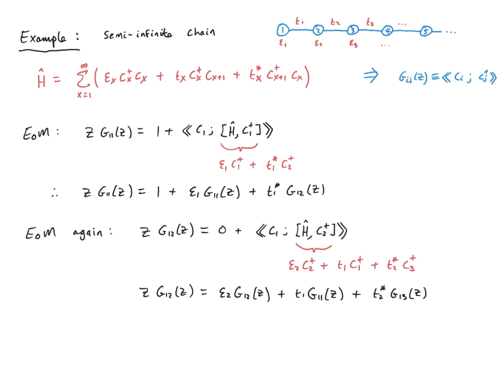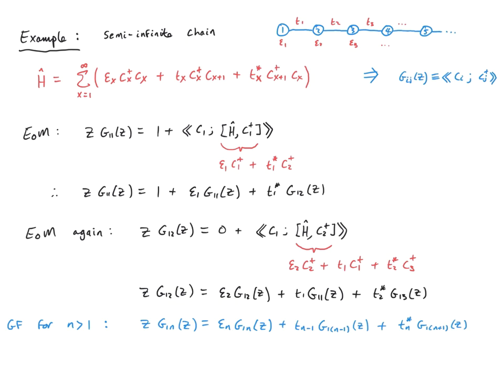Therefore, we have an equation of motion for G12 that involves G12 back again, also G11, but now we've proliferated further down the chain and we obtain a new Green's function, G13. So this is a new term that we did not encounter in the case of the tight-binding dimer, which only consisted of 2 sites. In the chain geometry, we get this extra term, and the equations still have not closed.